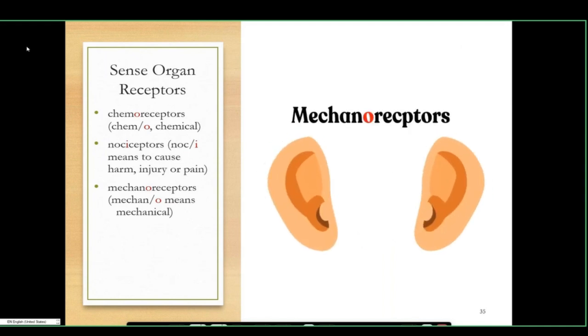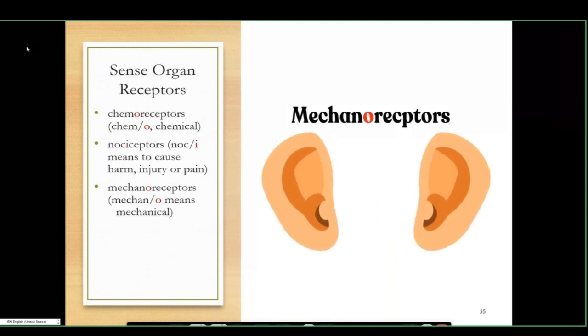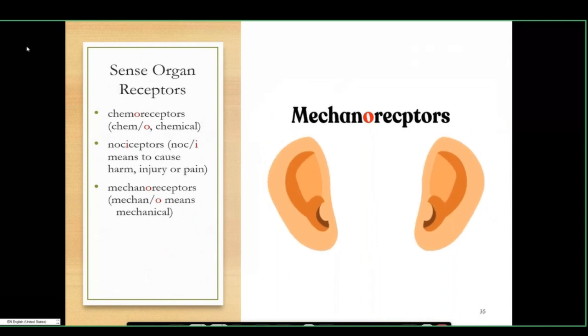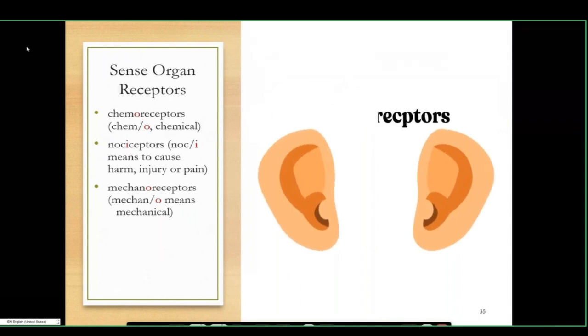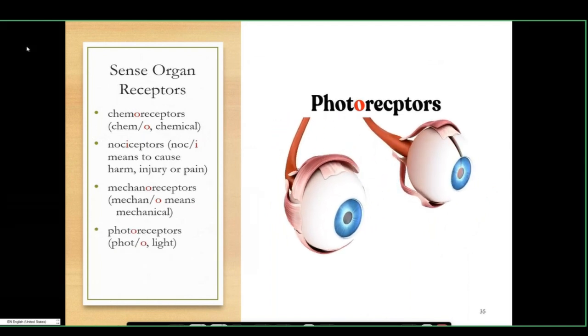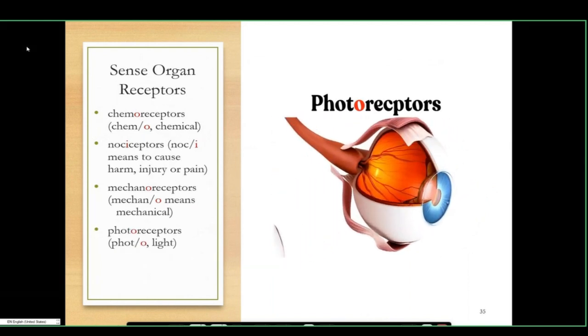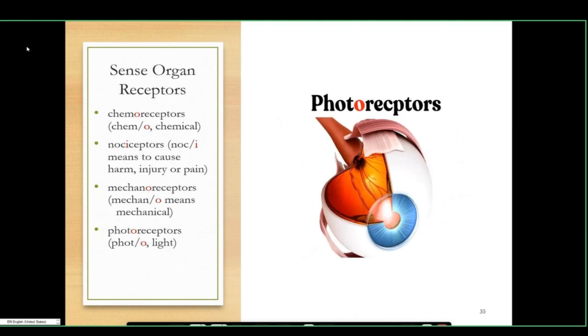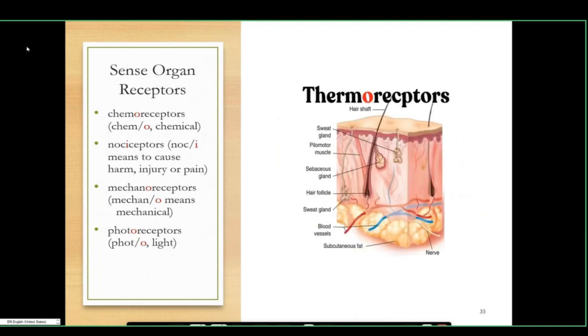Mechanoreceptors are sensitive to mechanical changes in touch or pressure, such as those in the ear. Let's also keep in mind that the combining form mechano means mechanical. The eyes contain photoreceptors that detect light and are responsible for vision. As we mentioned in previous sessions, photo means light. Thermoreceptors, located immediately under the skin, detect changes in temperature, and thermo means heat. The sense of touch and pain are initiated by special receptors that are widely distributed throughout the body.